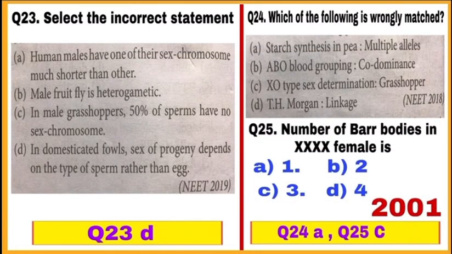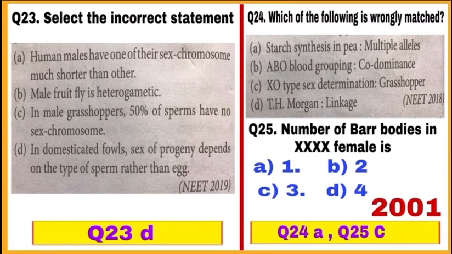Question 23. Select the incorrect statement. Statement A. Human males have one of their sex chromosomes much shorter than the other. This is correct. X and Y chromosomes are present in human males where Y chromosome is shorter than X. Statement B, male fruit fly is heterogametic. This is also correct. Male fruit fly has XY chromosomes, so it is heterogametic.